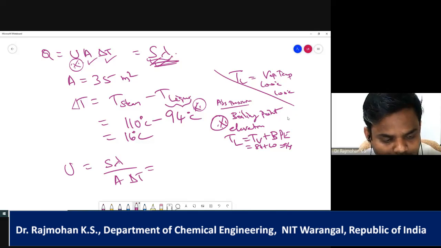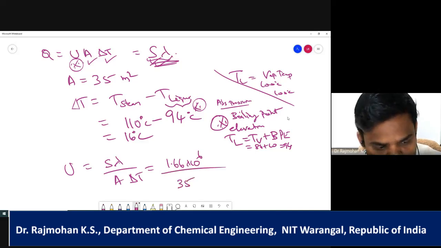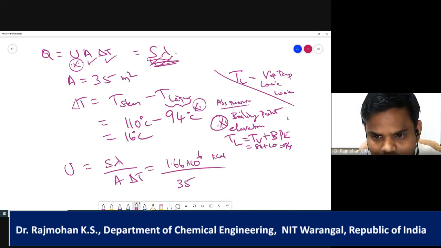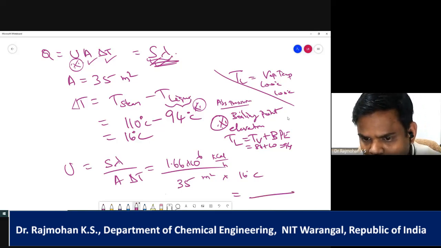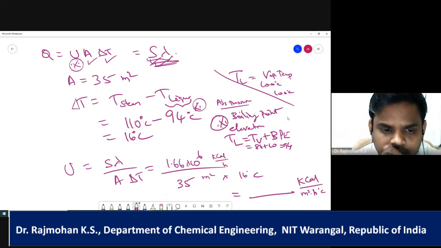Okay, S lambda is 1.66 into 10 power 6 divided by area, 35 meter square. You can write with the unit also. This is kilocalorie per hour. This is meter square into delta T, which is 16 degrees Celsius. So the unit of your U value will be kilocalories per meter square per degree Celsius. Okay, so nothing is getting cancelled. We have the unit for overall heat transfer coefficient.